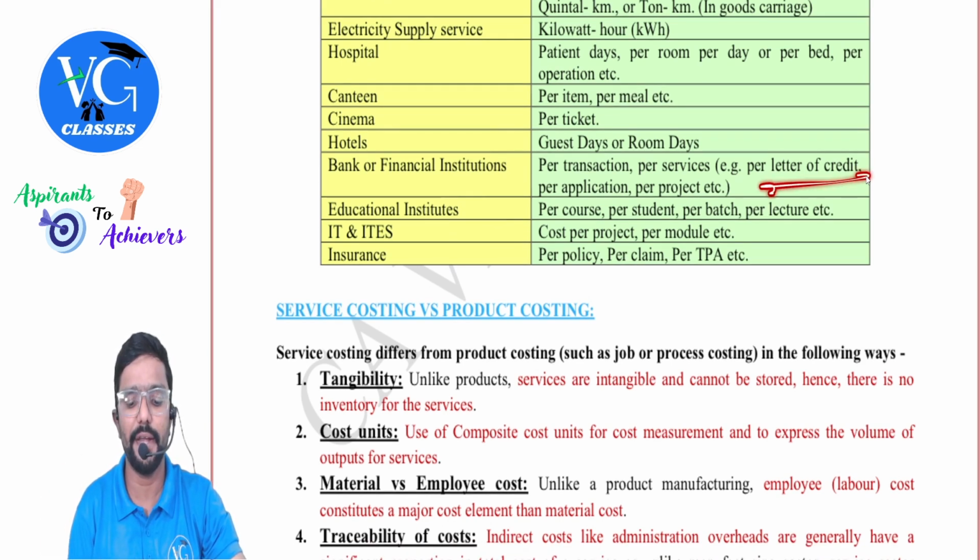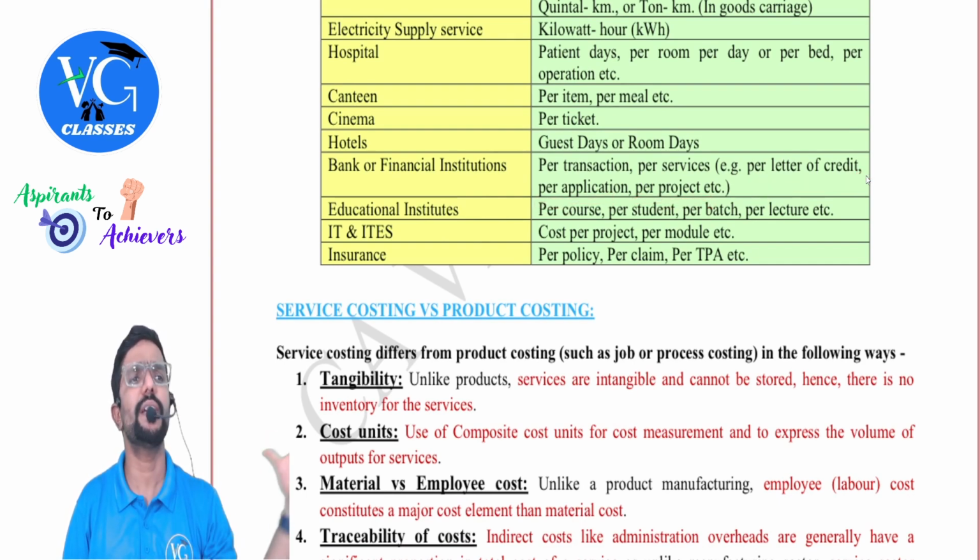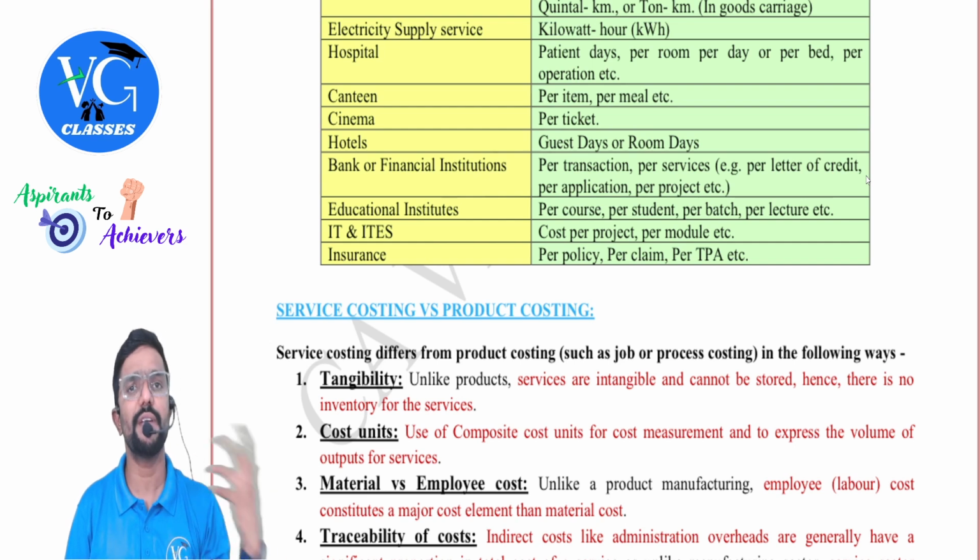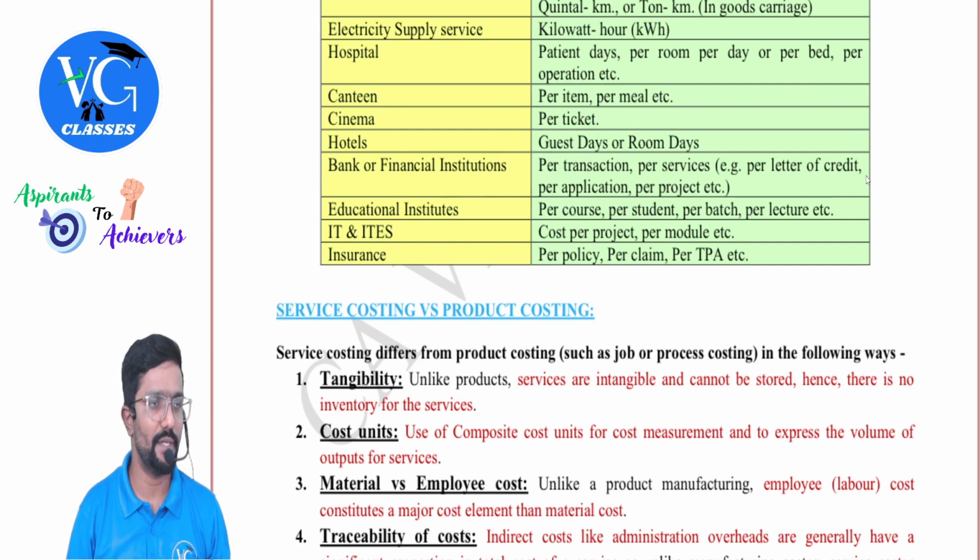Next, bank or financial institution, per transaction or per service. Example, like letter of credit, per application, per project. So based on that, they offer different kinds of services. For each and every service, they calculate the cost so that they will know what is the amount to be charged to the customer or account holder.